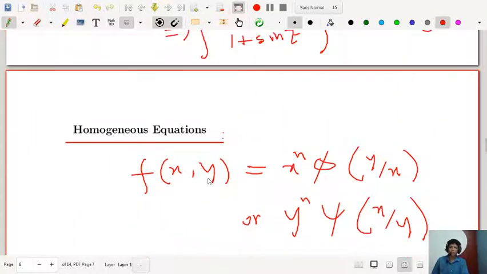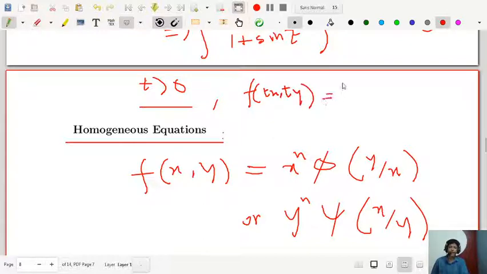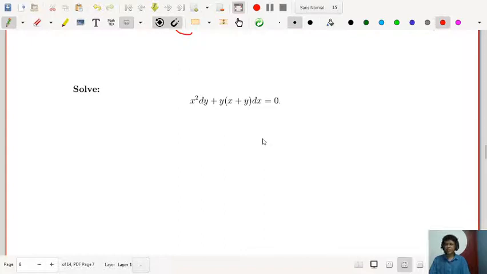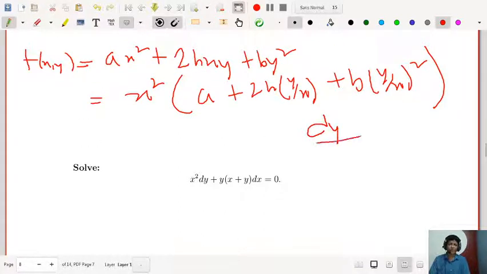And there is another test for a homogeneous function. Suppose for t greater than 0, if you write f(tx, ty) as t^n f(x,y), where t is a positive real number, then the function is said to be homogeneous of degree n. This is how you can inspect a homogeneous function. And what is a homogeneous equation? If you can write dy/dx as a function of y by x, then that equation is homogeneous.